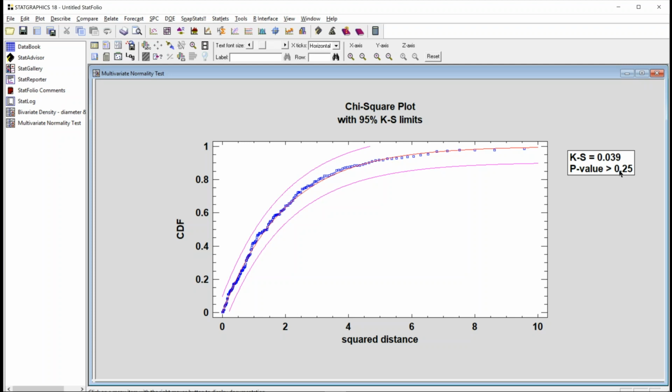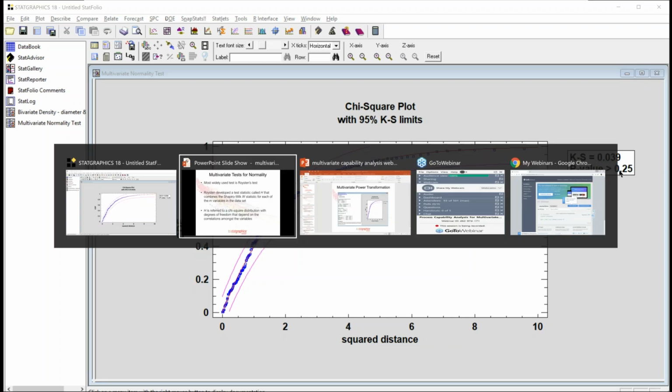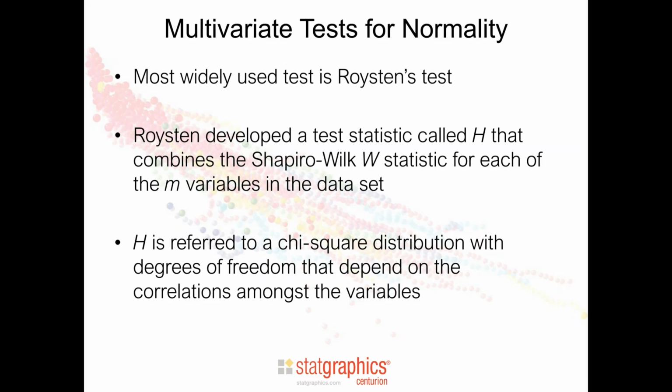Okay? Now, according to this multivariate normality test, I'm reasonably certain that I can just go ahead and use the multivariate normal distribution as a model for the data.